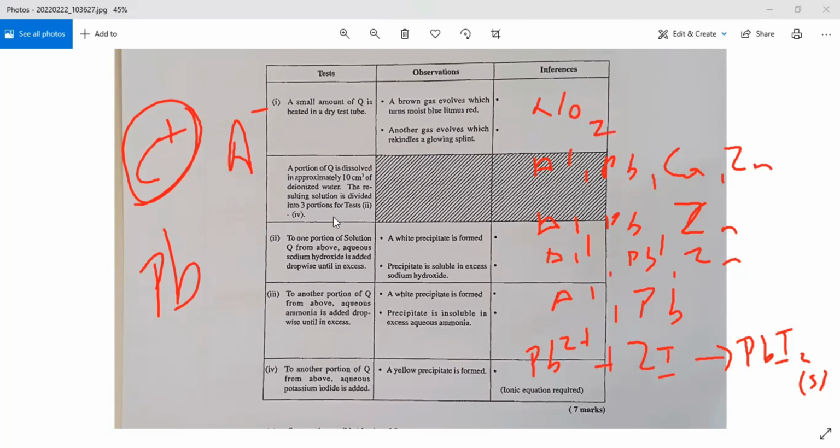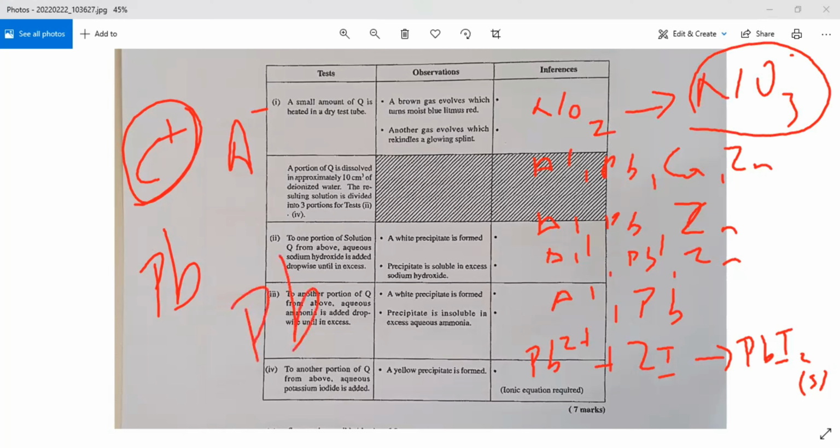Now, there's only one place NO2 can come from, and I said this the last time. The only anion that can produce NO2 is NO3 minus, the nitrate ion, at this level. Okay, so therefore, our anion is going to be nitrate. Therefore, the identity of our compound is going to be lead nitrate. Okay, lead nitrate. There you go. Cation, and this is your anion right here. That's your anion. So your cation is lead, your anion is nitrate.